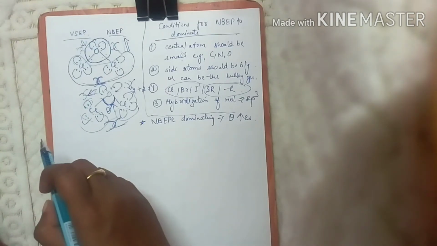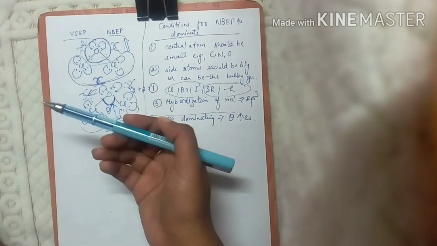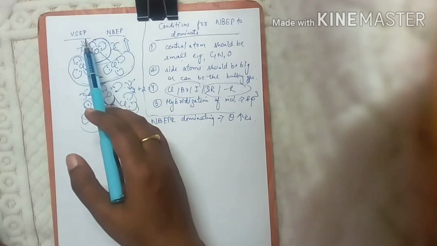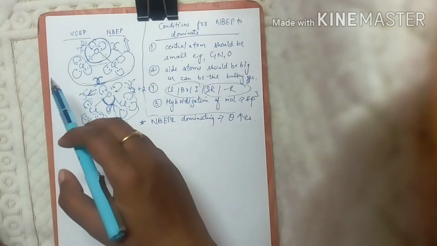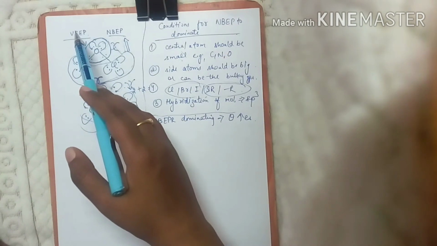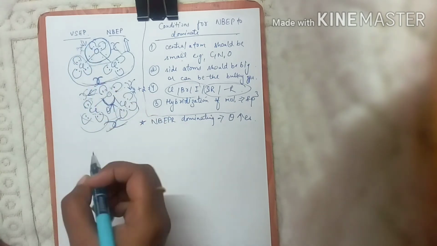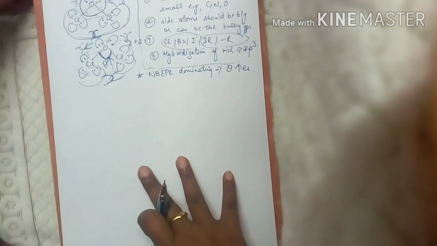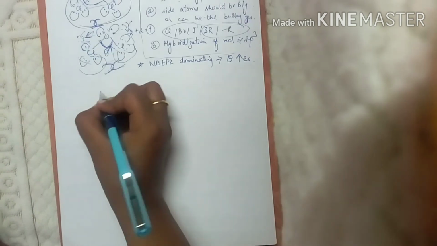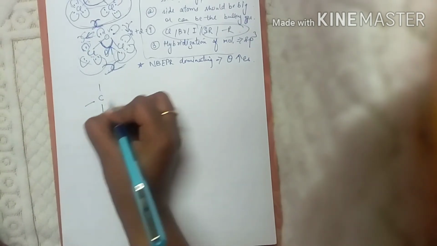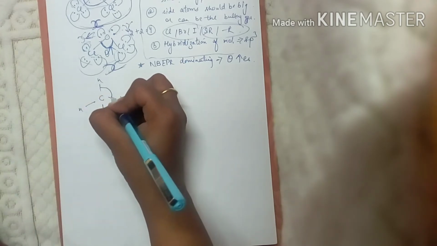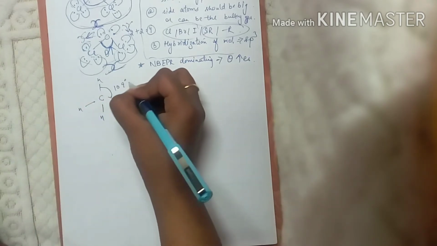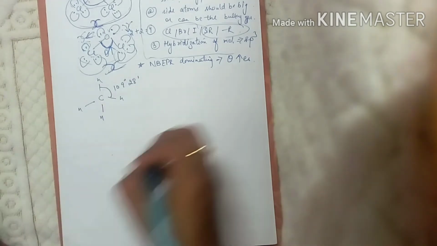So we are going to next discuss when the valence shell electron pair repulsion dominates. This was the case when NBPE are dominating, and next will be the case when valence shell electron pair repulsions are going to dominate. Okay, so to clarify this further, I'll take the case of CH4, which is tetrahedral in shape. We know what the angle between them is. It is approximately 109 degrees 28 minutes.